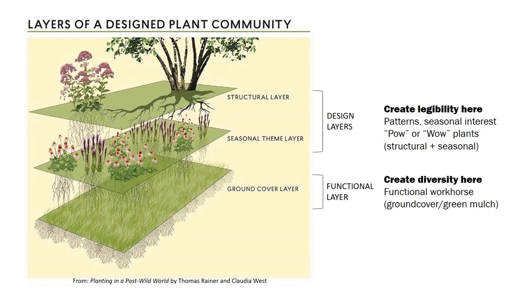In our functional layer or our ground cover layer, this is where we have an opportunity to create a really diverse landscape. So these are our ground covers. This is our green mulch. This is what's keeping everything intact and letting those seasonal layers and the structural layers really stand out and be spectacular.